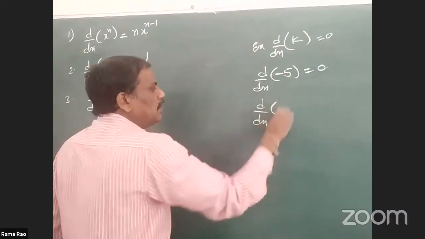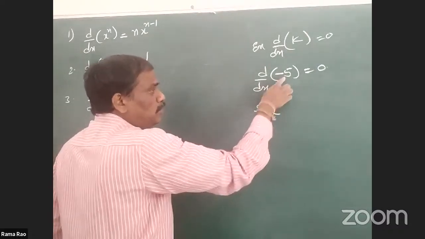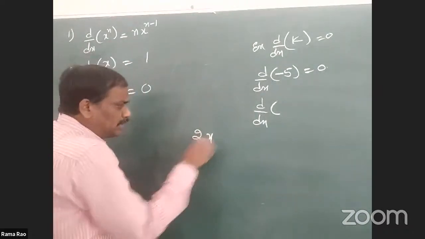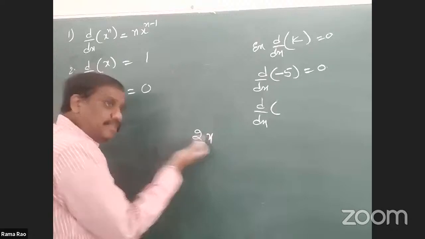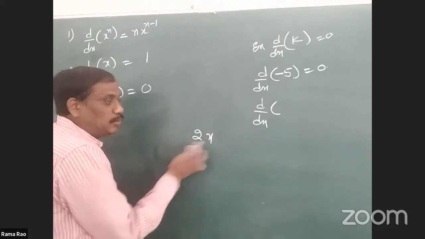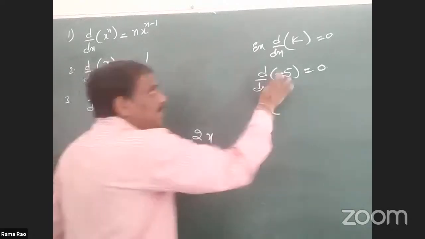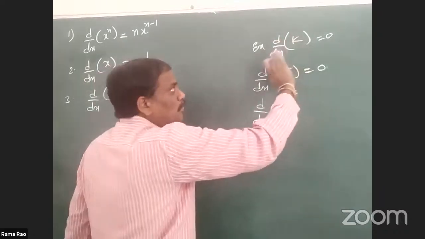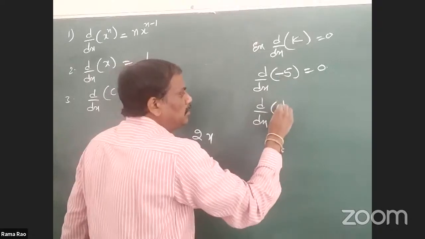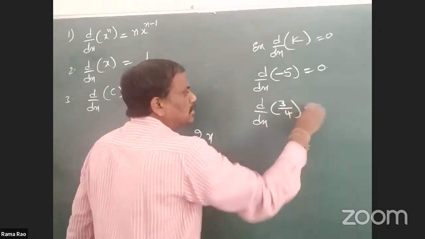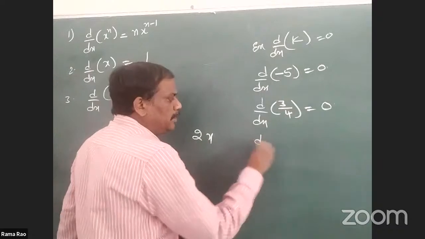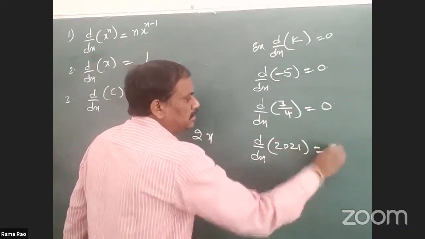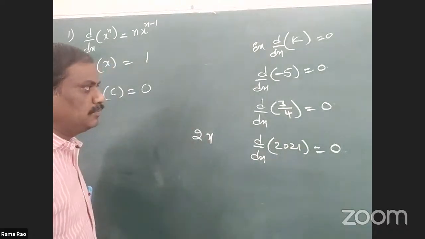A term without a variable is called a constant. But here in 2x, this is not a constant; it is the coefficient of x. But here k is a constant term. This term belongs to without variable. Minus 1 by 3 by 4 is also 0. D by dx of 2021 is also equal to 0. Like that.